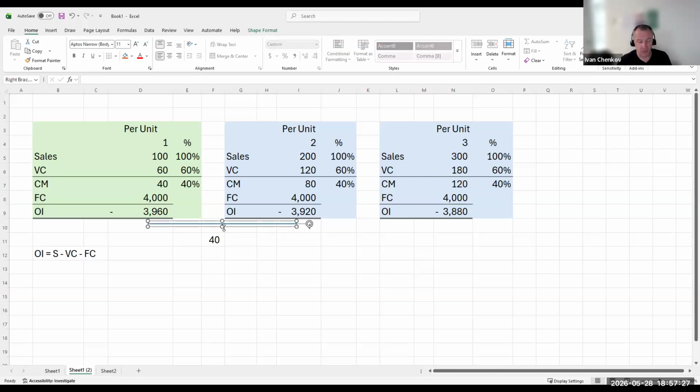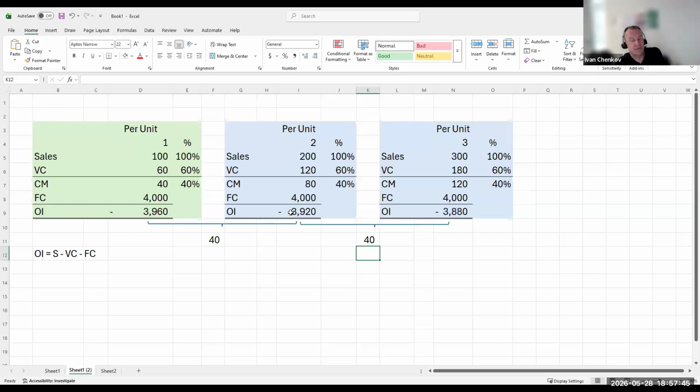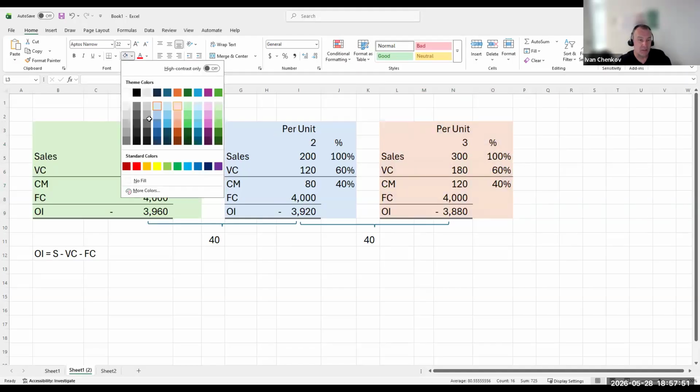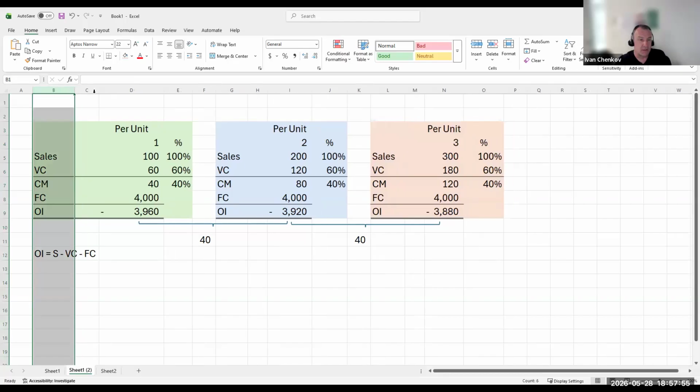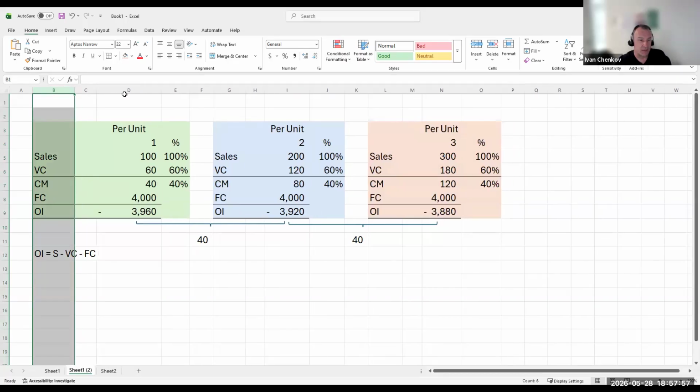But let's check what my change in operating income is now by selling 1 additional unit. Well, it's going to be exactly the same. It's going to be 380 minus 140, another $40. So now we can clearly make the conclusion that every time we're selling 1 additional unit, the contribution margin of that unit simply comes to my operating income.